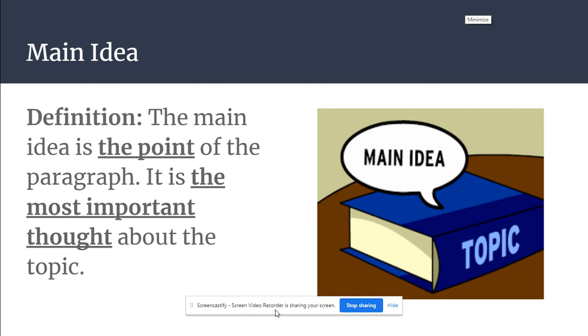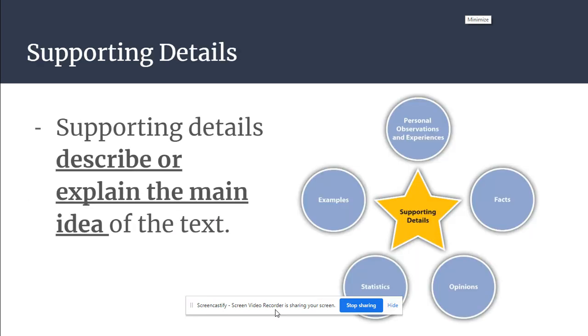Just to recap, we are continuing our discussion of main idea. Remember that main idea is the point of a paragraph. It is the most important thought about the topic. It's whatever the author is trying to tell you about the thing that they're writing about. Supporting details are information that the author includes to describe or explain the main idea of the text. These details could be anything from statistics and opinions to facts and personal observations, really anything that the author provides to make their main idea more clear.